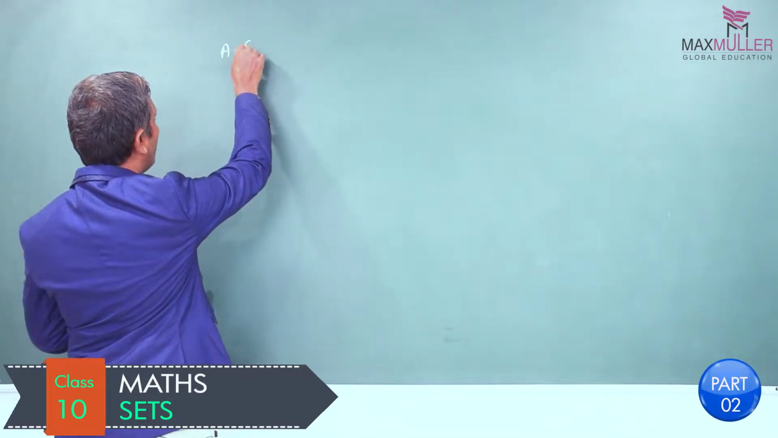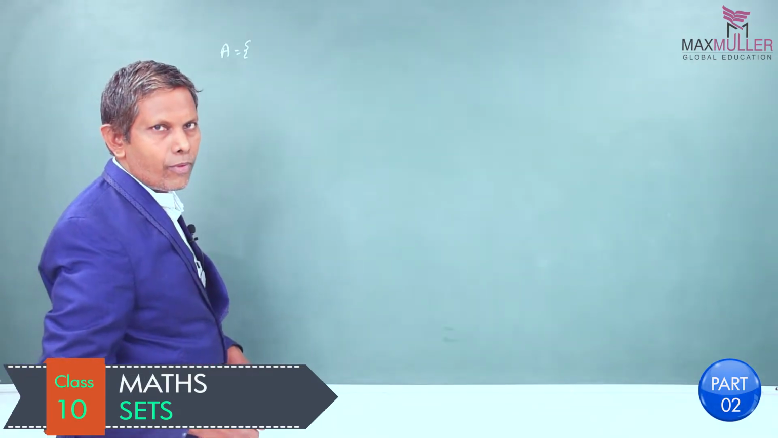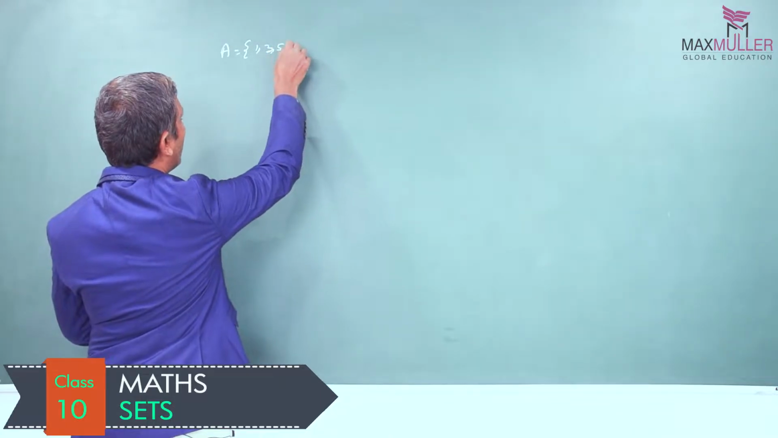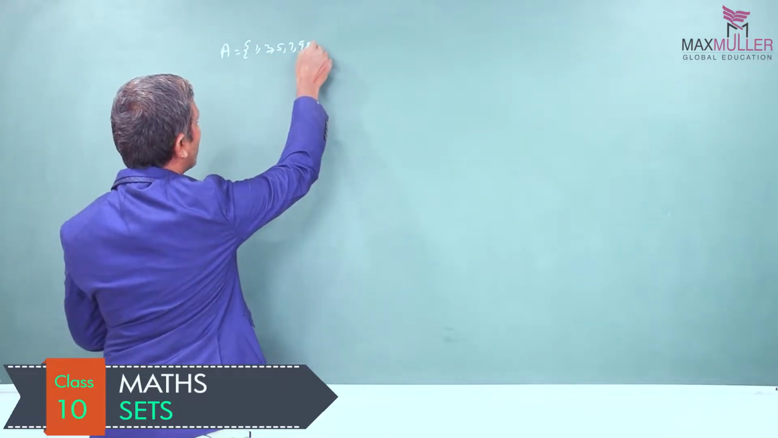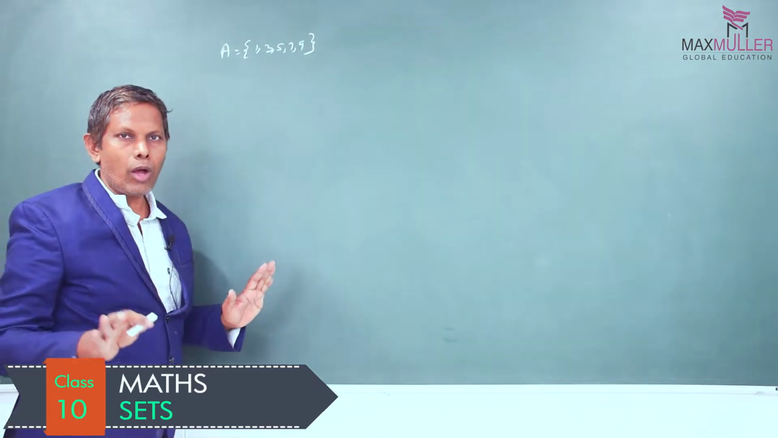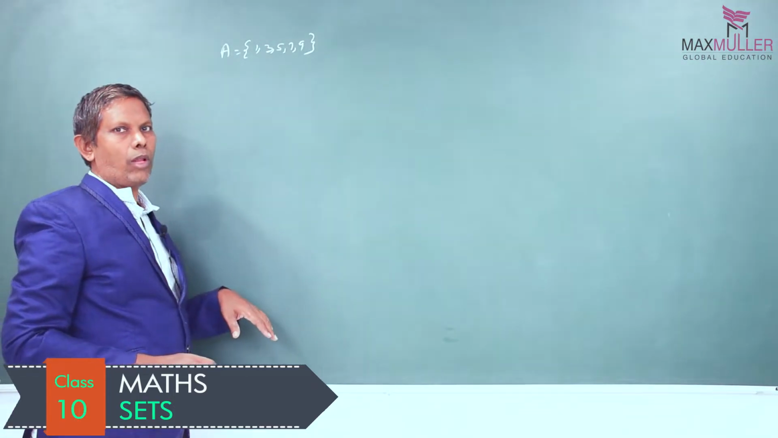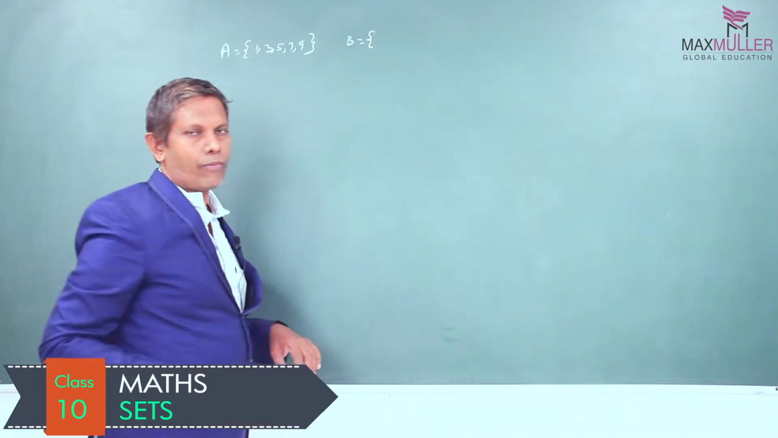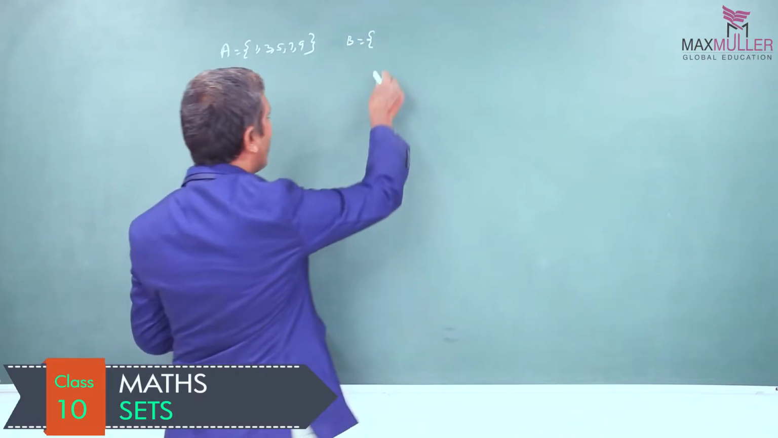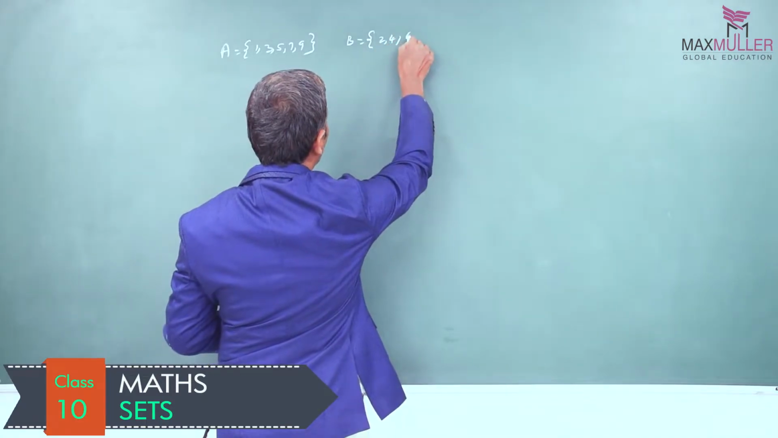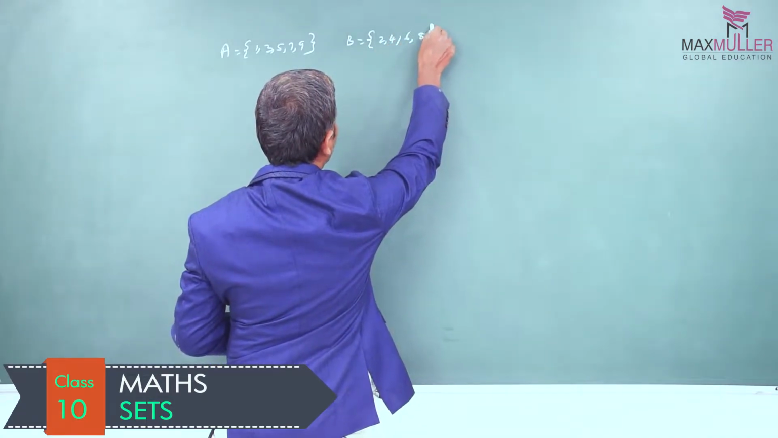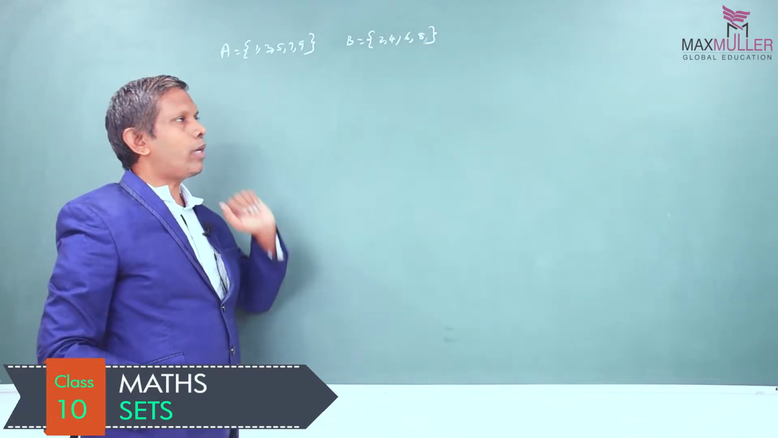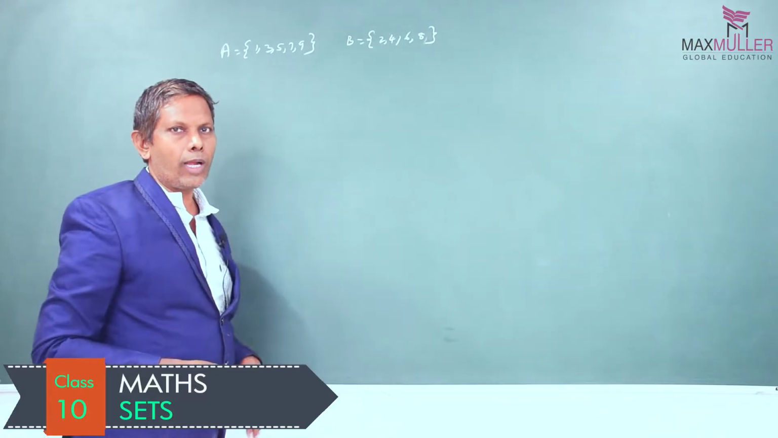Suppose A is equal to the set of, you can take any elements, 1, 3, 5, 7, 9. I am taking only odd numbers up to 10. And B is equal to the set of all even numbers, 2, 4, 6, 8. These even numbers I am taking up to 10 only, not more than 10.